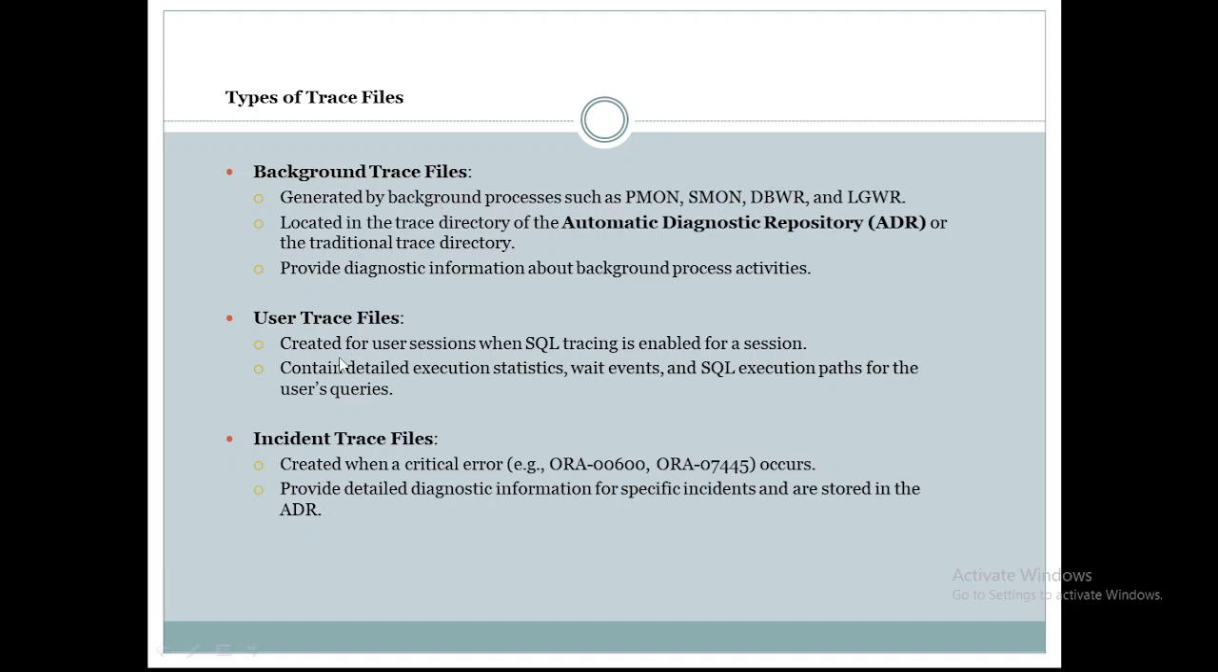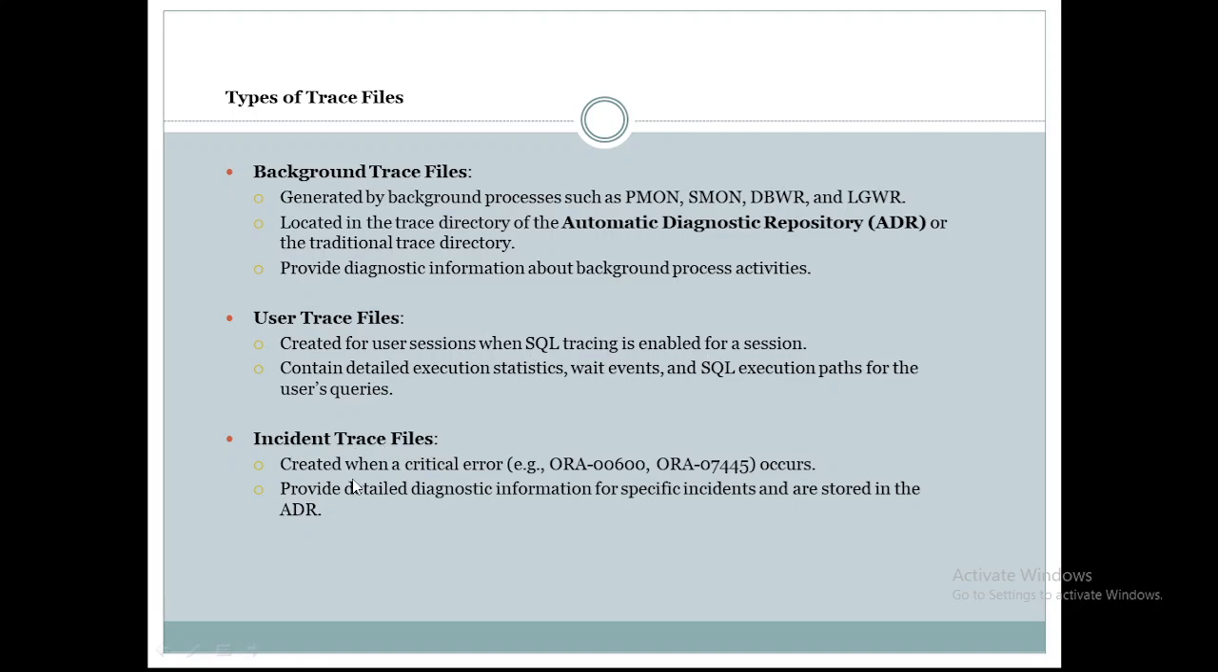User trace files are created for specific user sessions when SQL tracing is enabled for a session. I'll tell you how to enable this. They contain detailed execution statistics, wait events, and execution paths for user queries. When you enable this for a user session, it will tell you everything the user is doing and the execution plan of the scripts executed by the user. We can enable and disable it for user sessions.